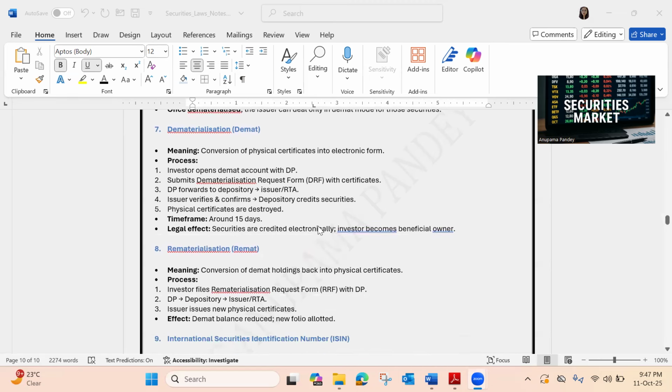Now, dematerialization, what is the meaning? It is a conversion of physical certificates into electronic form, which has been mandated. What is the process? Investor opens demat account with DP, submits dematerialization request form with certificates, DP forwards to depository.